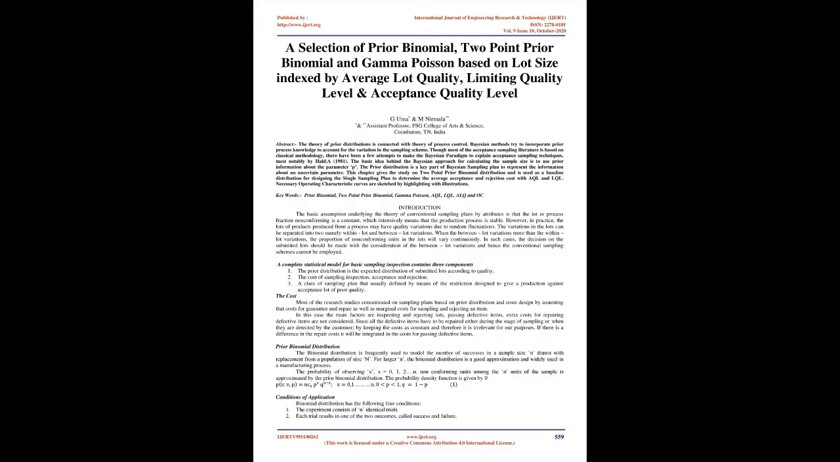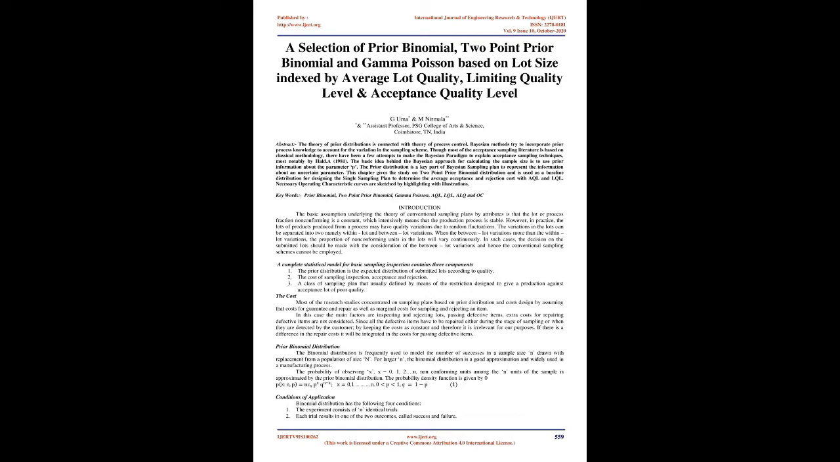A selection of prior binomial, two-point prior binomial and Gamma-Poisson based on lot size indexed by average lot quality, limiting quality level and acceptance quality level. Abstract. The theory of prior distributions is connected with theory of process control. Bayesian methods try to incorporate prior process knowledge to account for the variation in the sampling scheme. Though most of the acceptance sampling literature is based on classical methodology, there have been a few attempts to make the Bayesian paradigm explain acceptance sampling techniques, most notably by Hald, A., 1981.